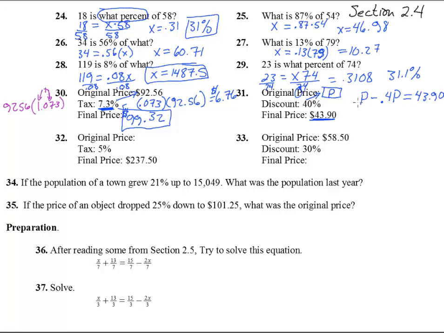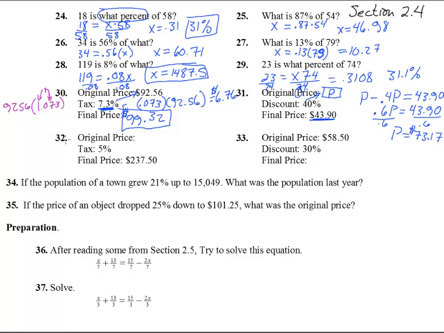So we can combine these 2 together. 1p minus 0.4p is 0.6p equals 43.90. And now we say, okay, divide by 0.6, divide by 0.6, and the original price is, round that to the nearest cent, $73.17.